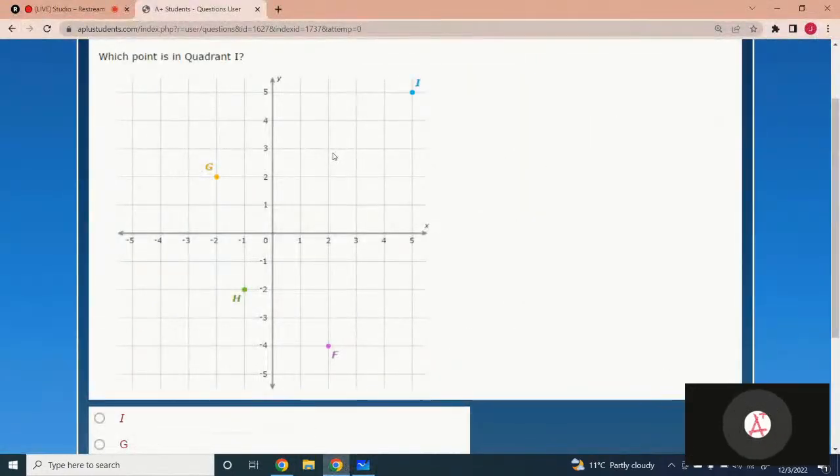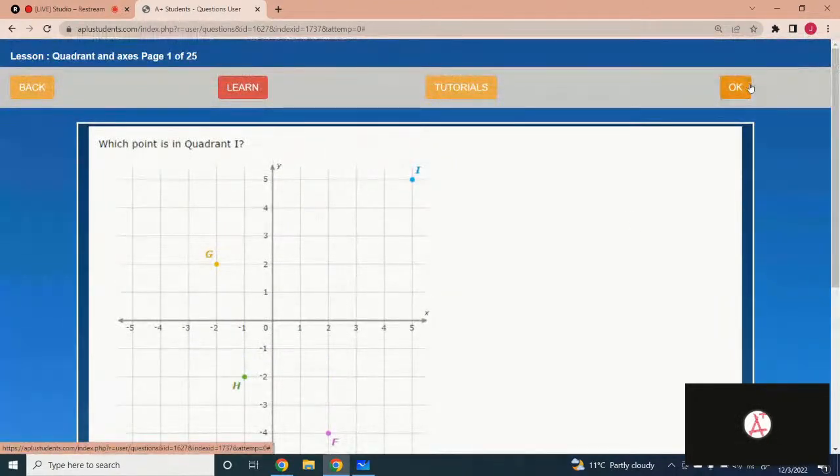Okay, so the first quadrant is where I is. You have to move counterclockwise. So the point I is in the first quadrant. Got it? So the correct option is I. Just select the correct option and then click on the OK button.